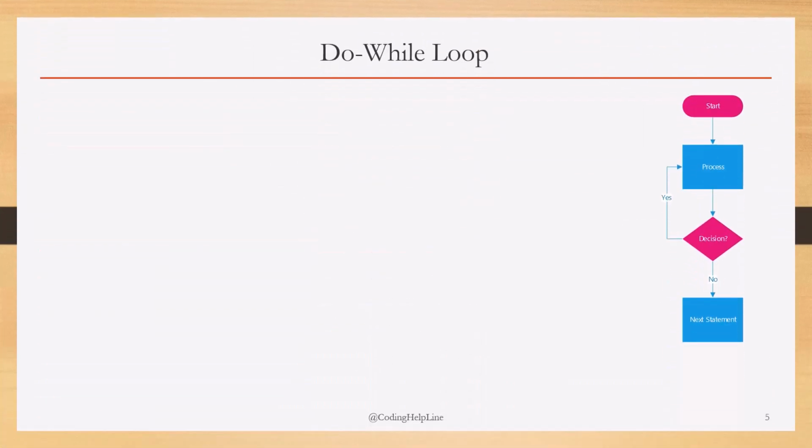Now the do while loop. Do while loop is the variation of while loop. In this loop, the body of the loop executes first, then the condition is evaluated. If it is true, the body is executed again and comes back to the decision, till the decision is false. This process repeats. Once the decision becomes false, it goes to the next statement and stops iteration of the loop.